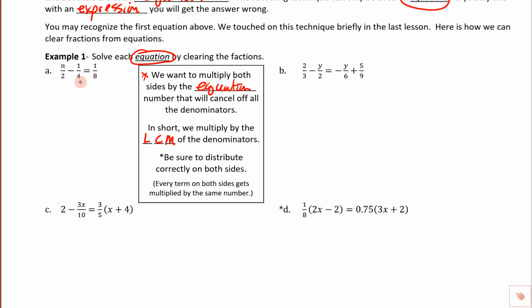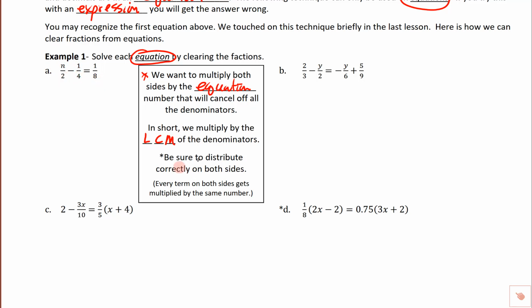So if we were looking at these and trying to get the least common denominator for all of those, we'd say, well, we've got a 2, a 4, and an 8. Now, we don't just multiply all those together. We want to find the smallest number that they would all go into. So the smallest number that will cancel all of these off is going to be an 8. An 8 will cancel off a 2, an 8 will cancel off a 4, and an 8 will cancel off an 8.